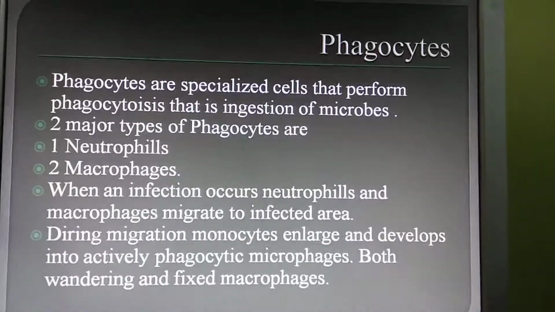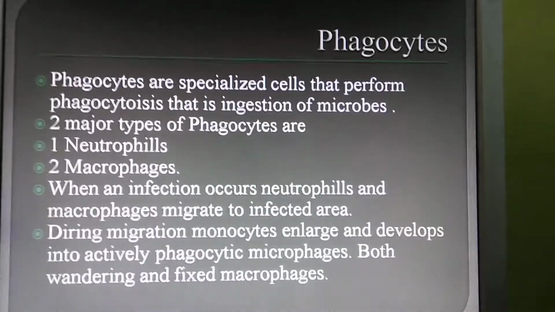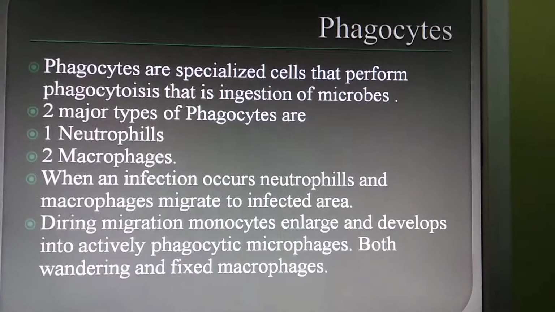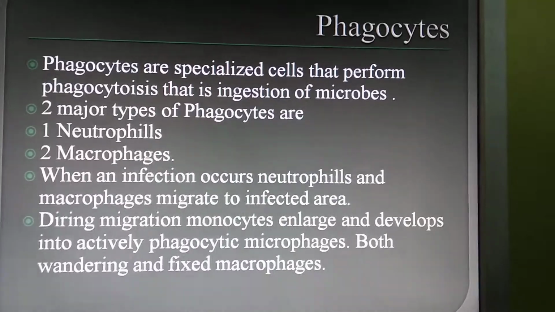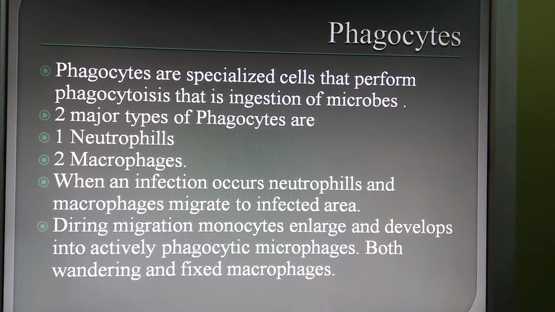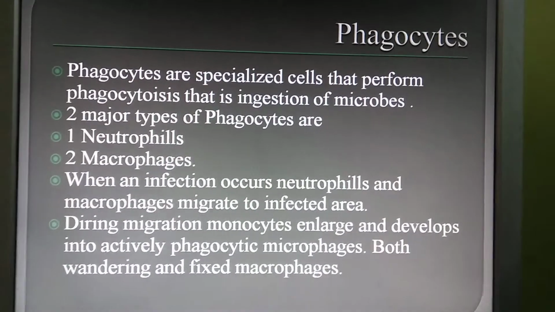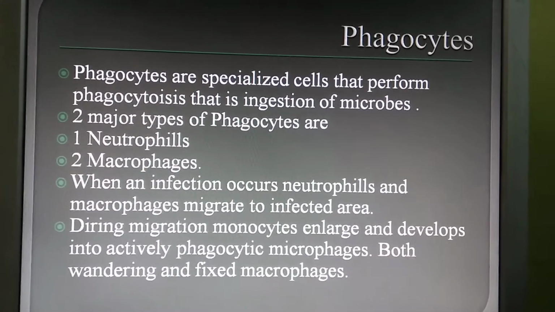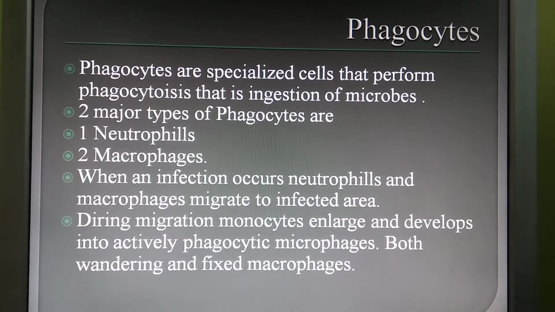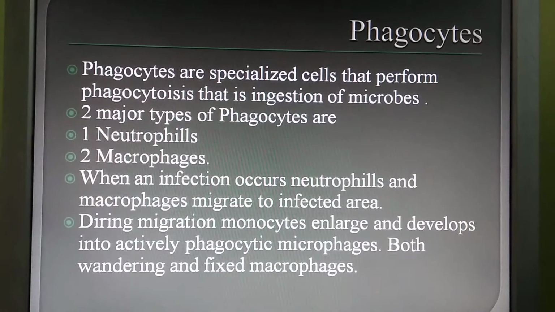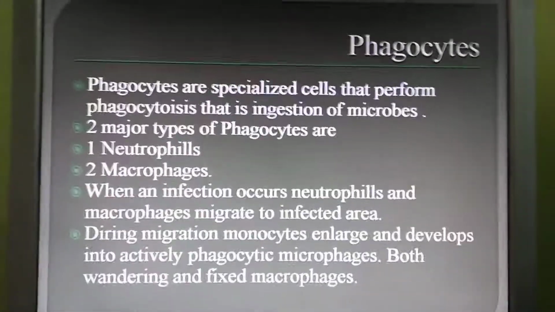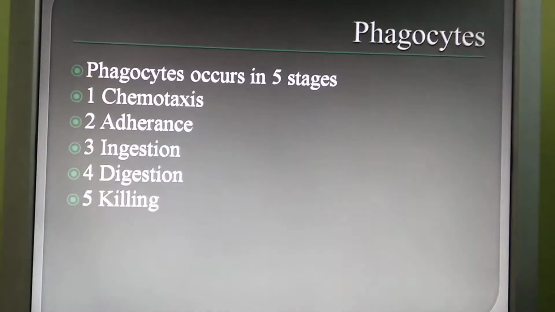Now phagocytosis. Phagocytes are the specialized cells that perform phagocytosis, that is, ingestion of microbes. Two major types of phagocytes are neutrophils and macrophages. When an infection occurs, neutrophils and macrophages migrate to the infected area. During migration, monocytes enlarge and develop into actively phagocytic macrophages, both wandering and fixed types.